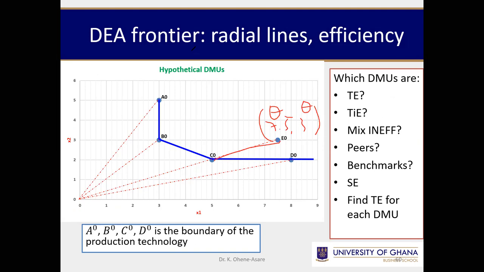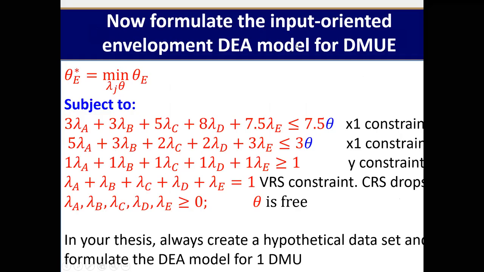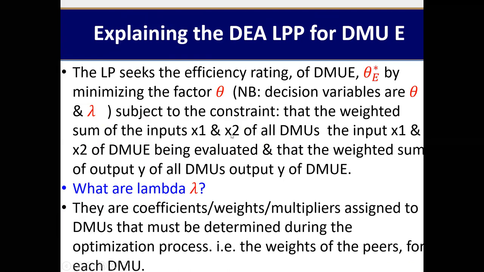Once the theta helps to move the input from 7.5 and 3 to the target of 5 and 3, that's what the linear programming is seeking to do. Once you get this 5 and 3, the target, by then you would have known the value of the theta itself. That is what this is actually digging into. If you understand the principles behind this, you love what you are doing. Subject to, of course, the constraint: the weighted sum of the inputs X1 and X2 of all firms less than or equal to the weighted of the.